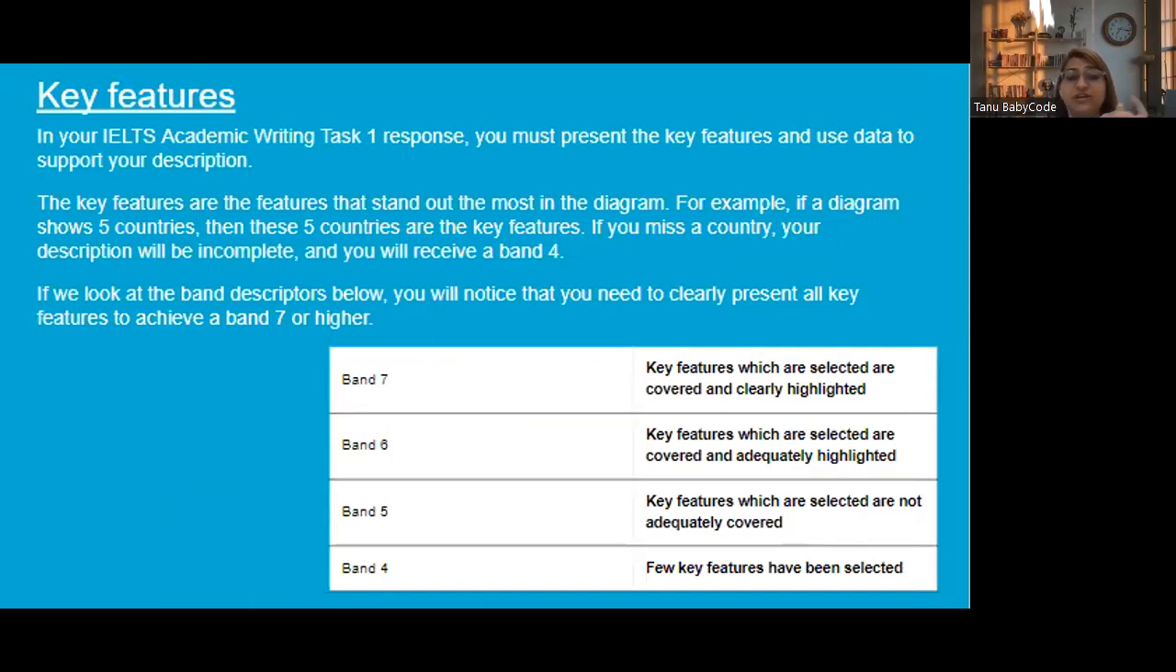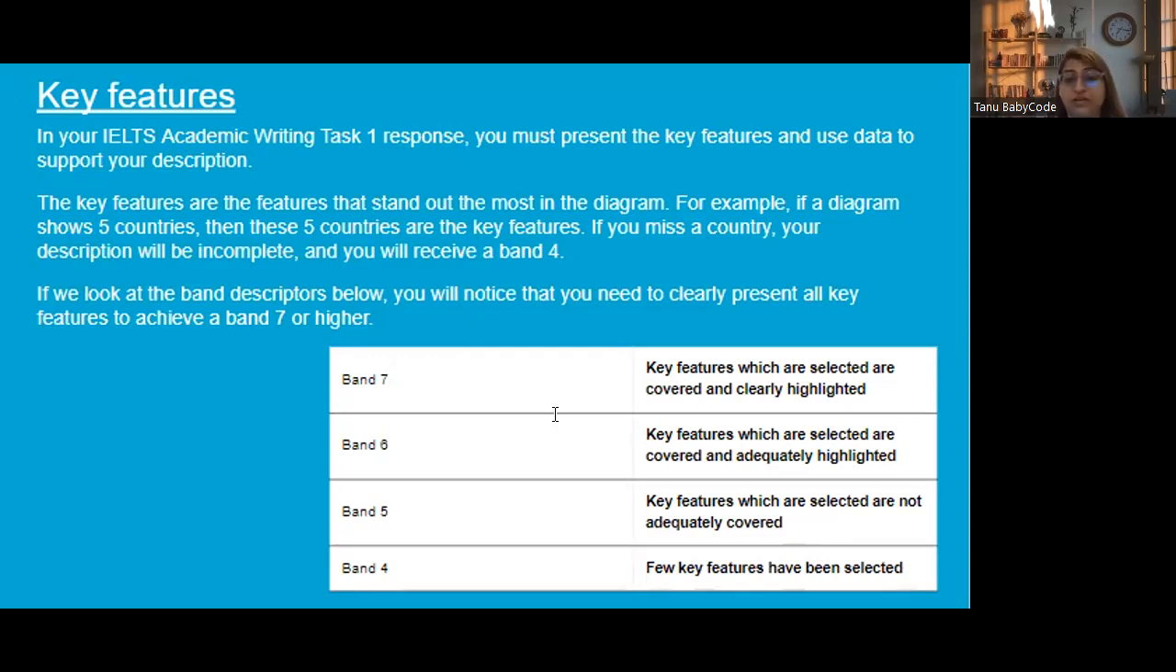How are key features important? When you write the key features, you must present them with the data to support your description. Key features are those features that stand out the most in the diagram. For example, if a diagram shows 5 countries, then these 5 countries are the key features. If you miss a country, your description is incomplete.